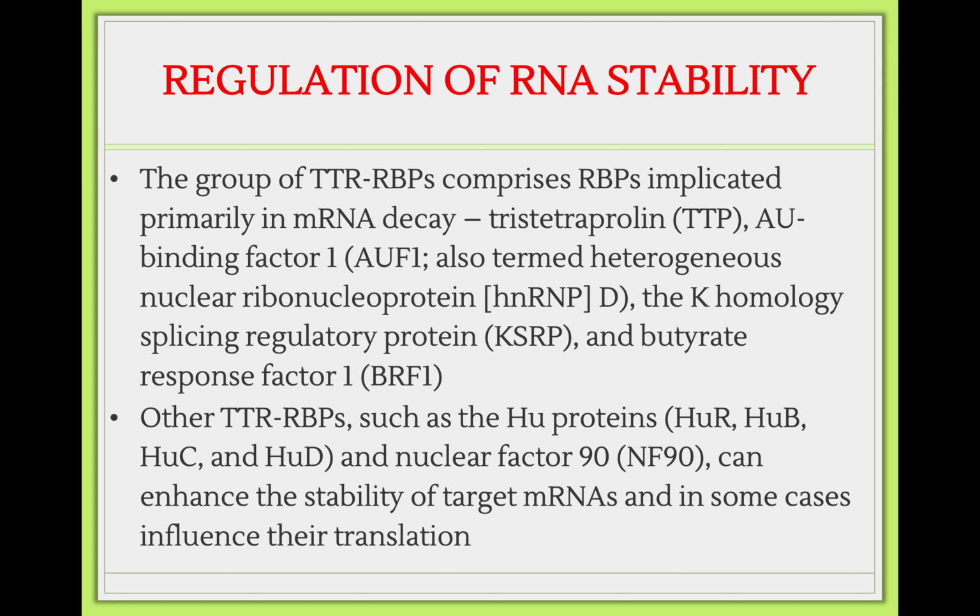The group of TTR RBPs comprises RBPs implicated primarily in mRNA decay. These are tristetraprolin (TTP), AU binding factor AUF1, also termed heterogeneous nuclear ribonucleoprotein HNRNP D, the K homology splicing regulatory protein KSRP, and butyrate response factor 1 BRF1. Other TTR RBPs such as Hu proteins, HuR, HuB, HuC, and HuD, and nuclear factor NF90 can enhance the stability of target mRNAs and in some cases influence their translation.